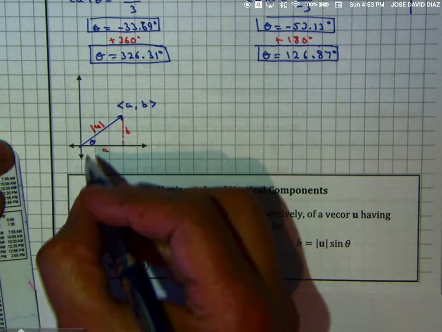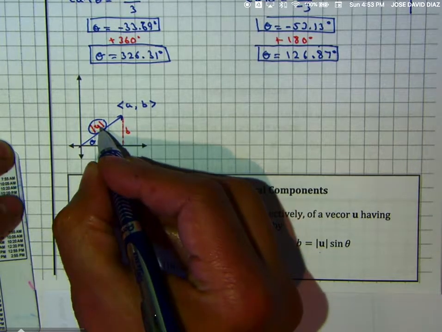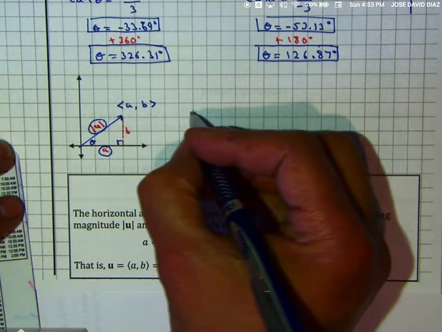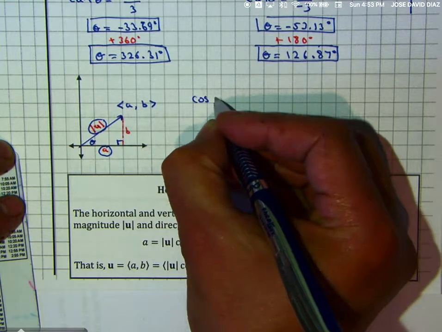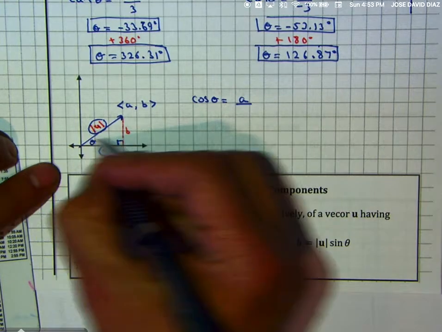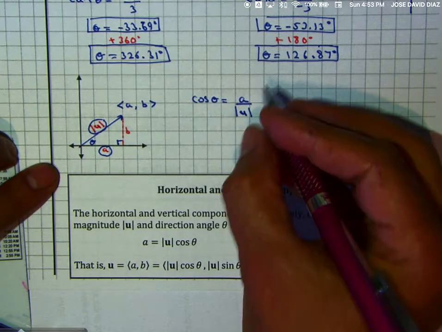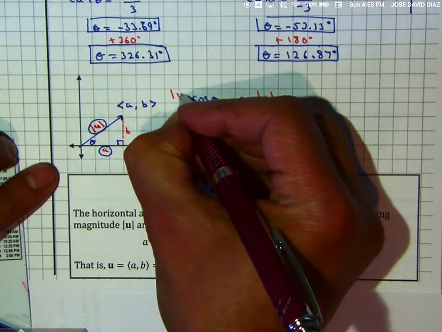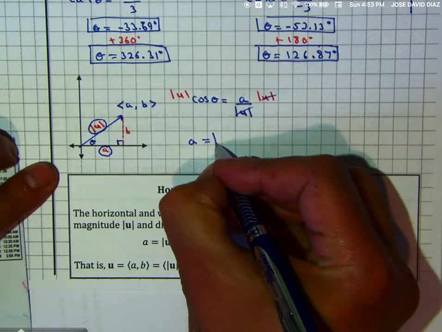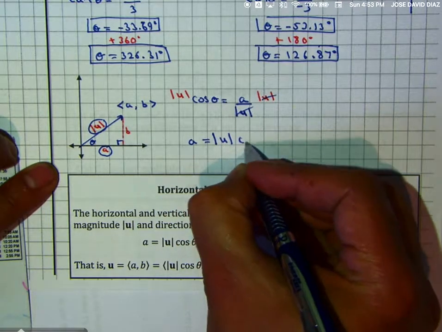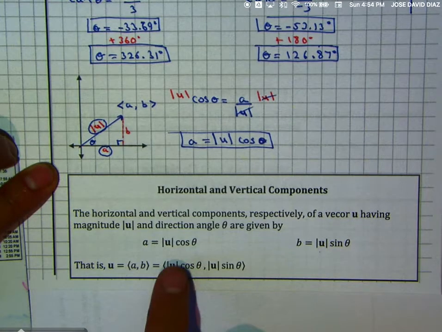So therefore, if we're looking for A and using your magnitude, this will be your adjacent over hypotenuse, and we're dealing with the right triangle. So therefore, the cosine of the angle will be your adjacent over your hypotenuse. And I'm going to leave that A by itself, so therefore I'm going to multiply by the magnitude on both sides. That cancels out. So therefore A equals the magnitude of the vector multiplied by the cosine of theta. And that's how we get your first formula.